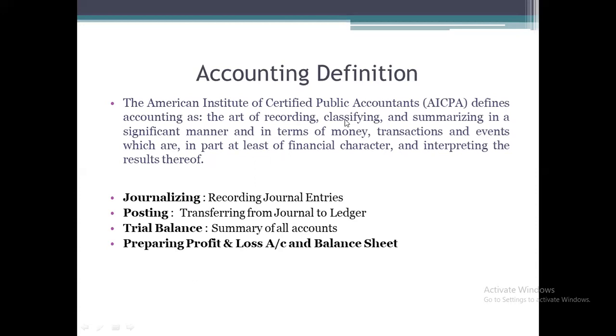Where debit and credit would be there. And accordingly, if that's an expense, it would go and sit on the debit side. If it's an income, it would go to the credit side. So it's all about classifying. And the next word in the definition is summarizing. Summarizing is nothing but a summary of all the accounts being prepared.